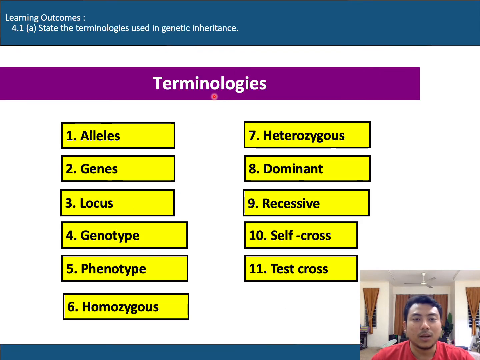Okay, so here are all the terminologies that we're going to discuss in this video. First, we're going to talk about alleles. Then genes, locus, genotype, phenotype, homozygous, heterozygous, dominant, recessive, self-cross, test-cross. Okay, there are lots of them, but don't worry, I'm here to help you guys.